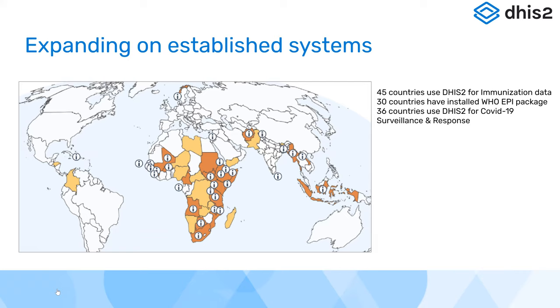But in addition to that, we've collaborated with national immunization programs for many years. According to the data we have, there are roughly 45 countries that are using DHIS2 for their immunization data already. And among those, 30 countries have actually installed the WHO standardized EPI metadata package. So for many countries, they have established immunization systems in place already. And our goal is to help them to integrate these COVID-19 requirements into those systems and be able to reuse the infrastructure and the platforms that they have for a more effective and efficient response.